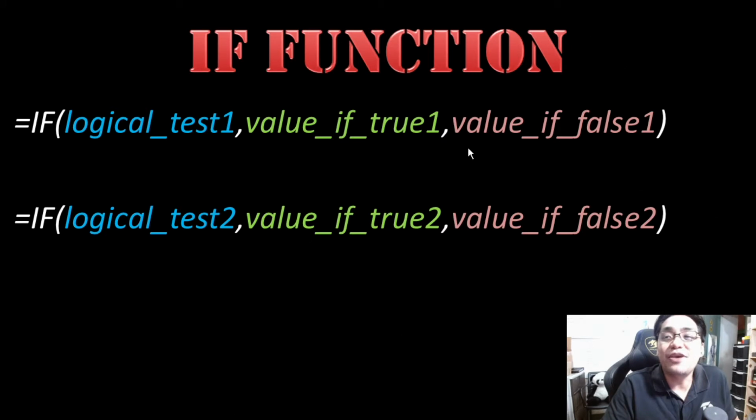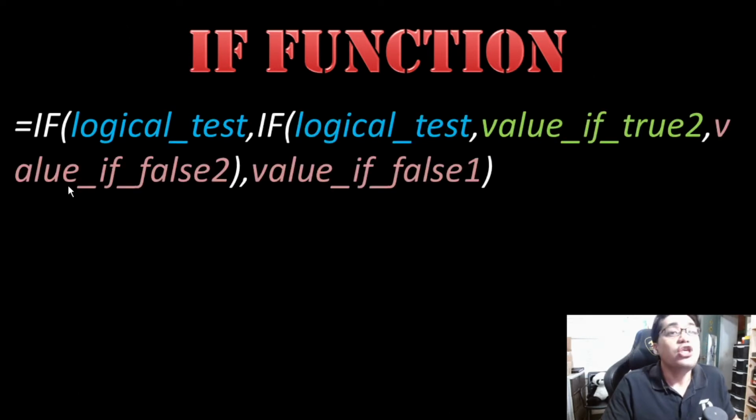Remember, again, value if true over here can be a function. So therefore, all you will have to do is replace value if true 1, take all of the value if true 1 out, and then insert this second if function into this argument here. So what you will get looks like this. You will see now that the first logical test is over here, and once this evaluates as true, what used to be the argument for value if true is now replaced by the second if function, just like what you can see on the screen right now.